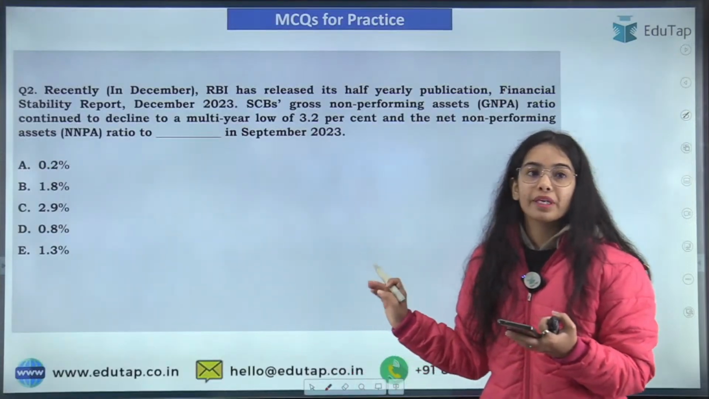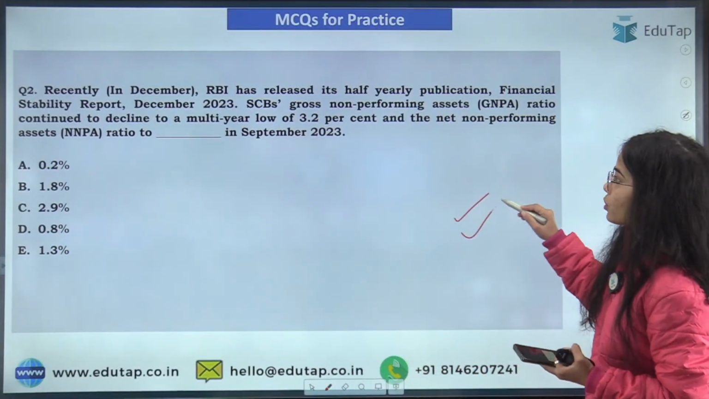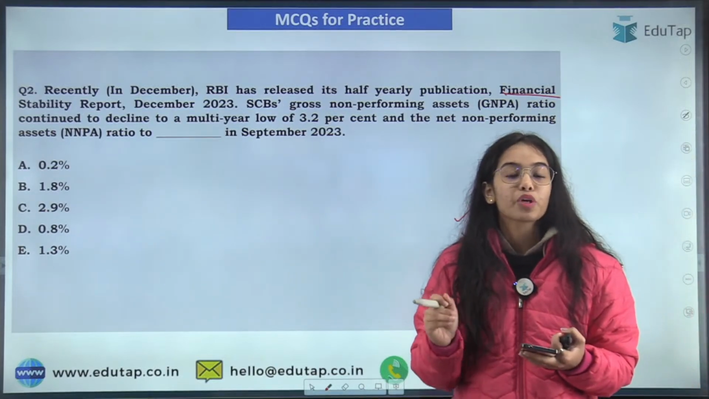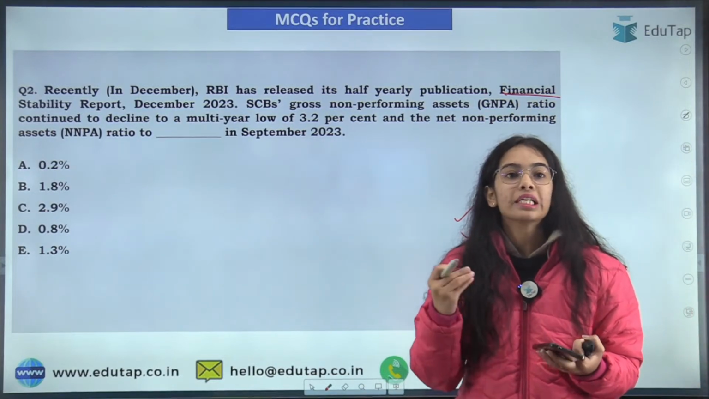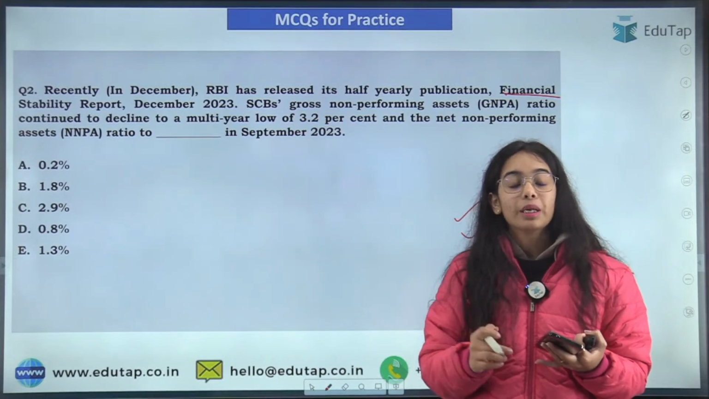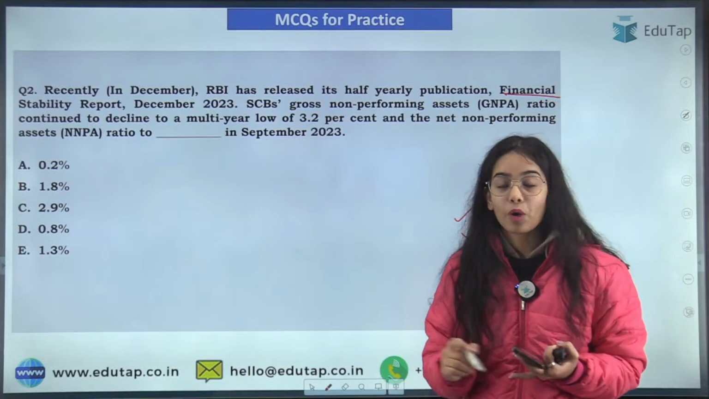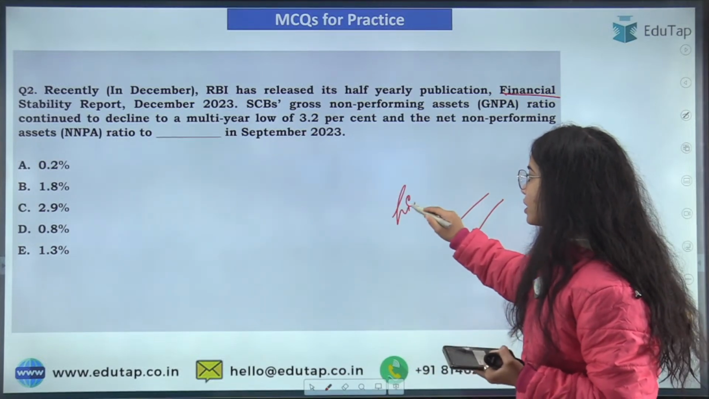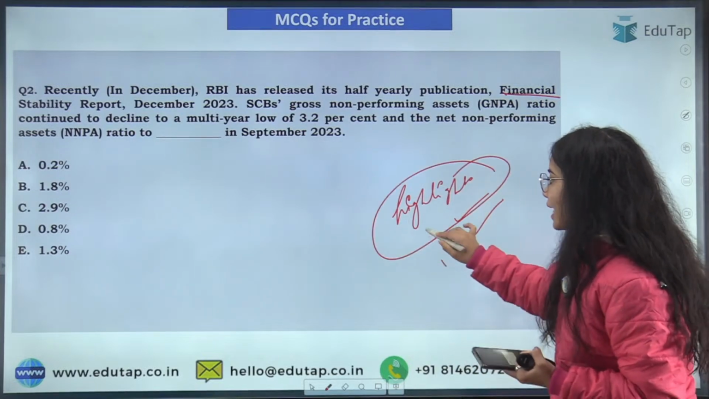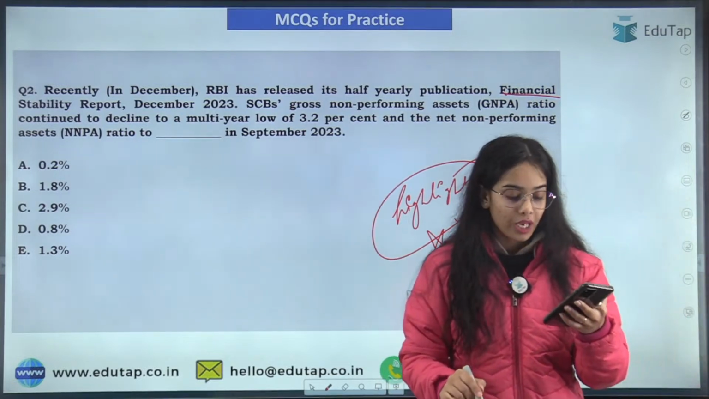Okay, so now coming to the second question, we have discussed the Financial Stability Report that was released in December 2023. So there are important data points that have been provided in the FSR report. Some of the important data points you must be aware of, especially the highlights given in the FSR, and the highlights we have already discussed.